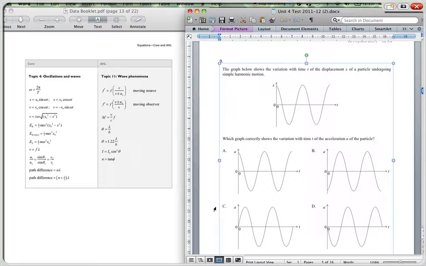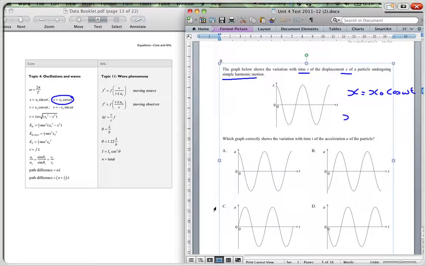For question 9, which is similar to a problem we had before, the graph shows the variation with time t of the displacement x of a particle undergoing simple harmonic motion. Now, this actually would be this one over here. Your starting position for the graph is actually at its maximum displacement, at the amplitude. So we're going to get x is equal to x0 cos omega t.